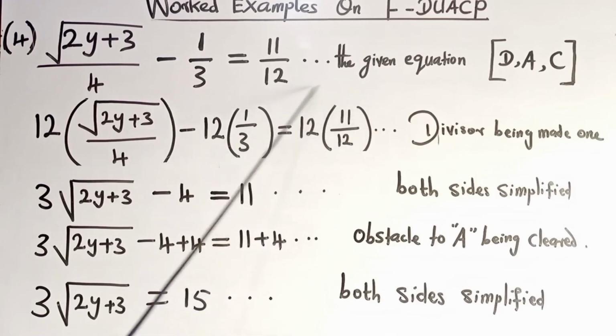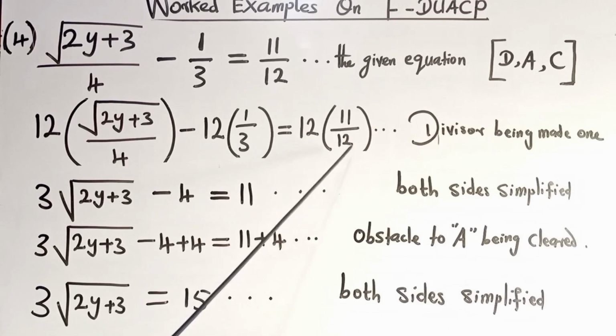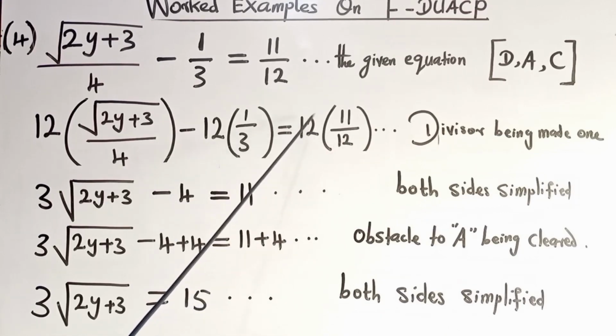What about this expression? Do you know how it became 11? Let's see it again. When 12 divides 12, the answer is 1. 1 times 11 is 11. Therefore, the whole of this expression, when simplified, will become what it is right now. Both sides have been simplified. Now, we have finished making the divisors become 1.